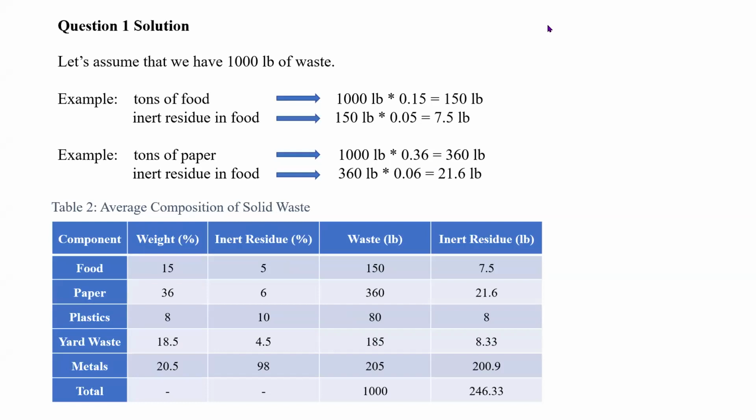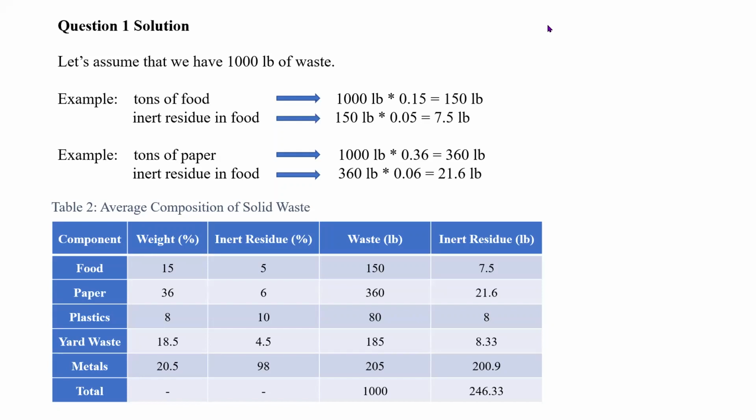And then to find the inert residue mass, we should multiply the mass values that we have calculated before with the percentage of residue, which is also given in the second column of this table. To illustrate, again for the food example, we should multiply 150 pounds by 5%. So we can estimate the inert residue amount due to the food as 7.5 pounds. And again, this procedure is valid for the other waste components.